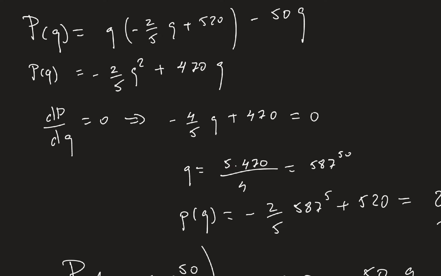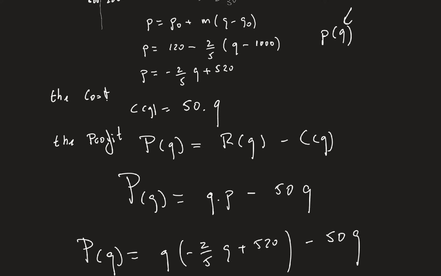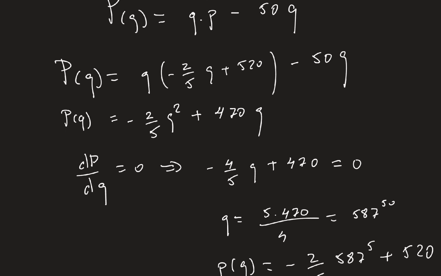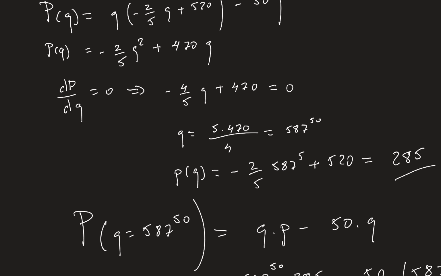At what price? Well, P of Q is minus 2/5 Q plus 520. P of Q, we found it at the beginning. So if Q is 587.5, if you multiply, you find the price P at which you rent each room. So the price P will be 285.